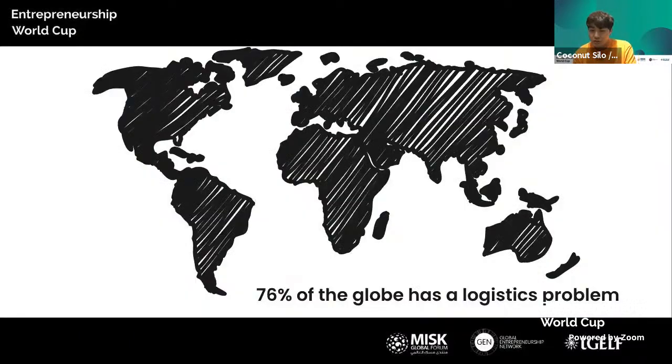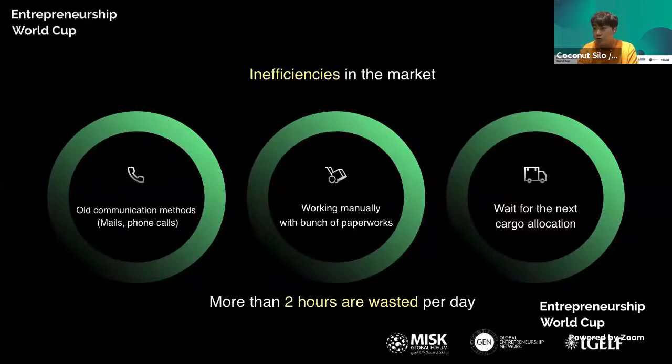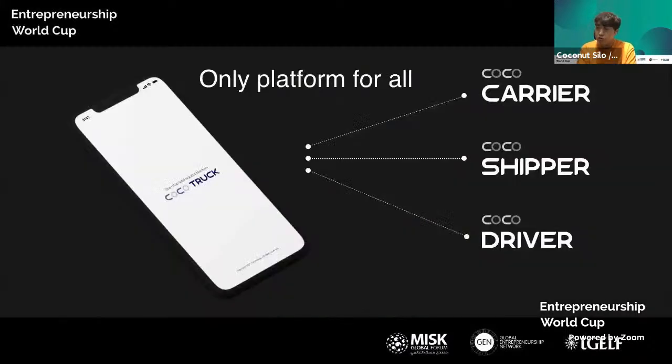As you know, the logistics industry is one of the slowest industries to turn digital. As a result, 76% of the globe has a logistics problem. Moreover, users are still suffering because of communication methods like emails and phone calls, and they're still working manually with a bunch of paperwork in front of their desks. And drivers are waiting for the next cargo location on the road, wasting more than 2 hours a day.